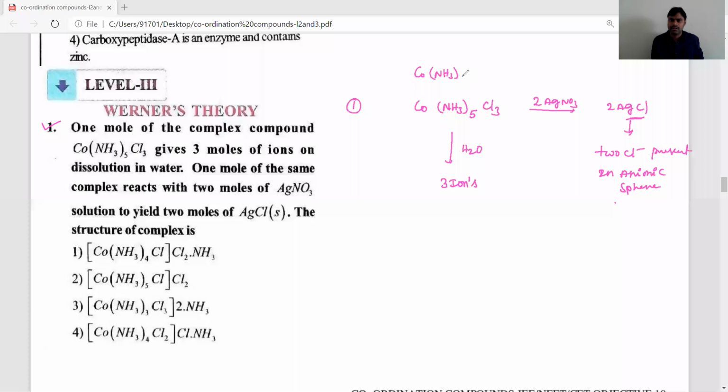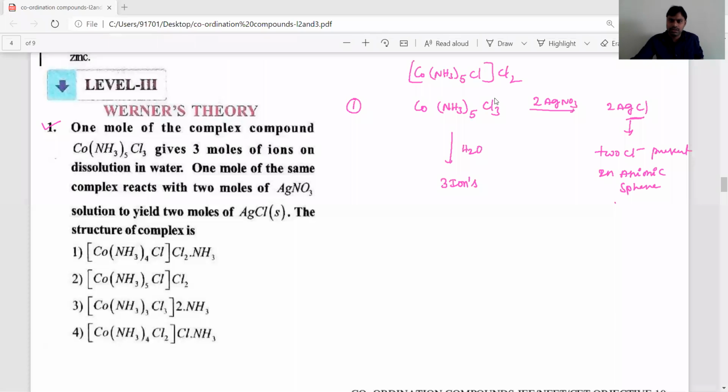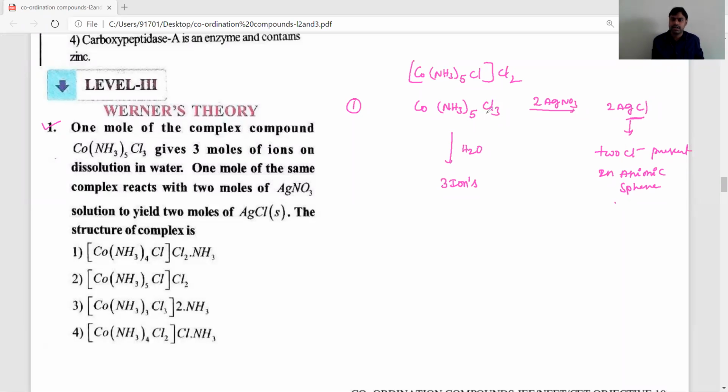[Co(NH3)5Cl]Cl2, and the remaining 2 chlorides are outside. So its coordination number is 6. Whenever it is dissolved in water, it produces 3 ions. So what are the 3 ions in water, dear students? [Co(NH3)5Cl]2+ plus 2 Cl−. Now the correct representation is the second option, because this is the coordination sphere.